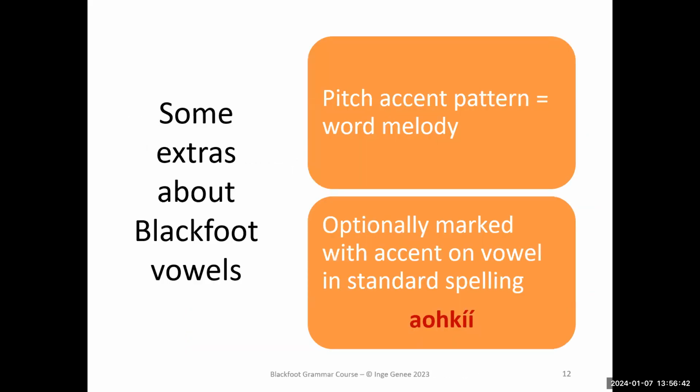Two final things have to be mentioned about Blackfoot vowels. First of all, words in Blackfoot have a characteristic word melody or pitch pattern. The syllable that has the higher pitch or tone can be marked with an accent on the vowel, as you can see here in the word uhki. A good way to work on pronouncing these melodies is to hum the word before saying it. So like this, okay.